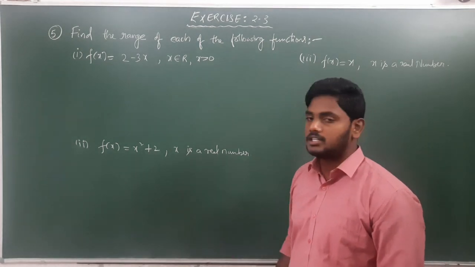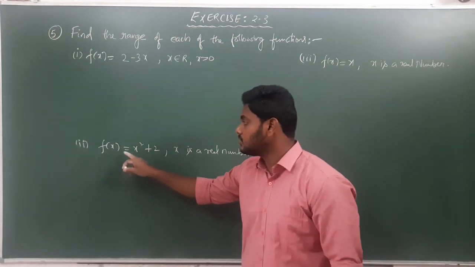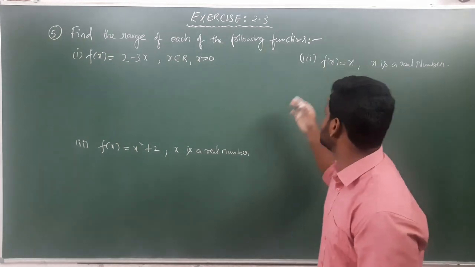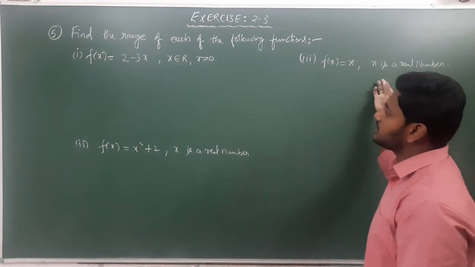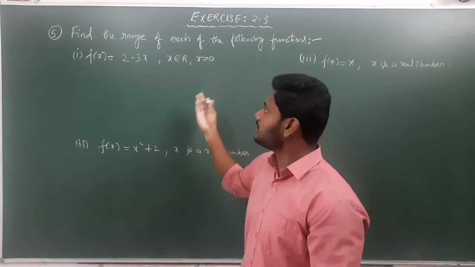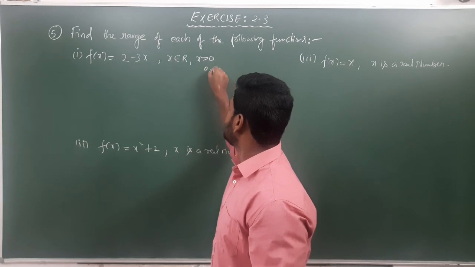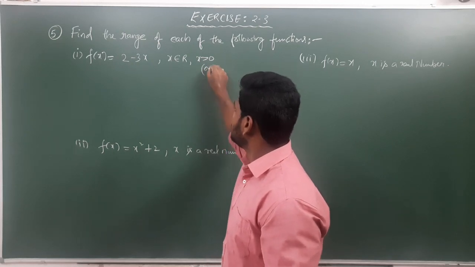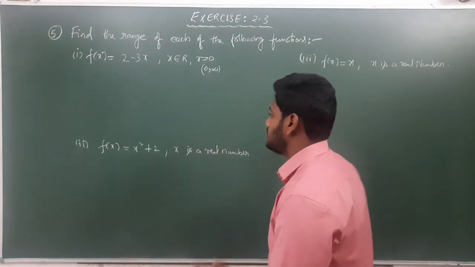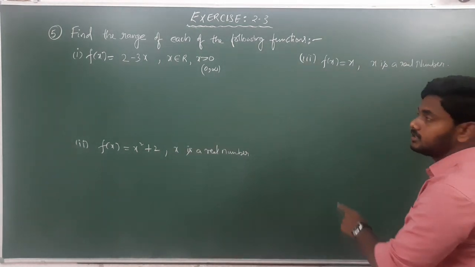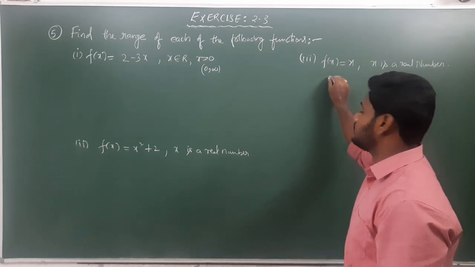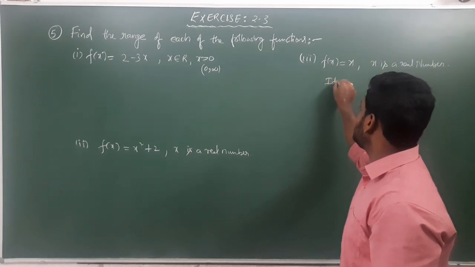What is the domain of this function? x belongs to R. X is a real number. That means the domain of this function is real numbers. Here x belongs to R, but with the condition x greater than 0, so the domain means 0 to infinity. So they have given the function and domain. We need to find the range. See, first look at this question, the third one. f of x equal to x. Which function is this? Identity function.